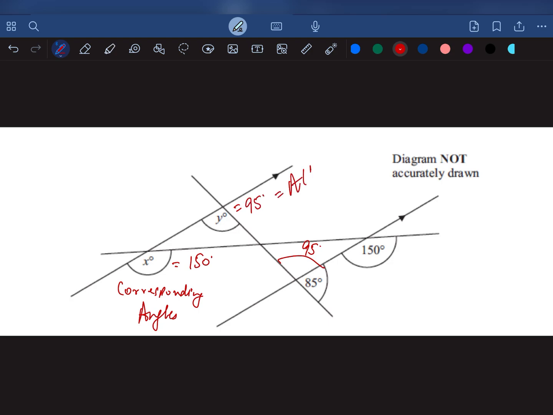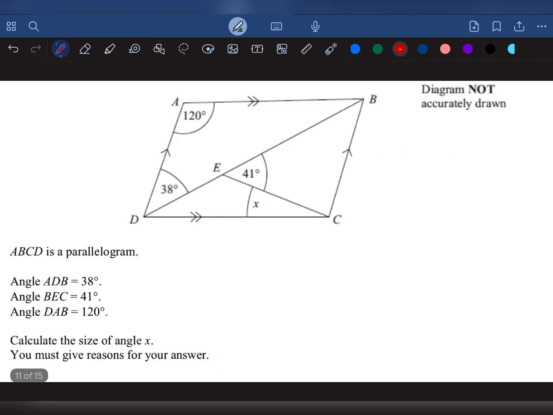Why? Because they are alternate interior angles. Okay, now let's move on to the next question.